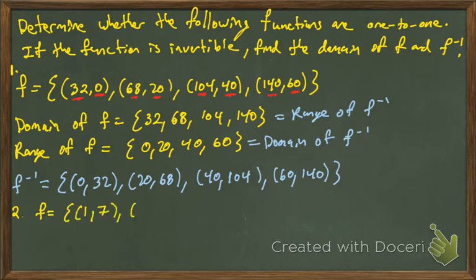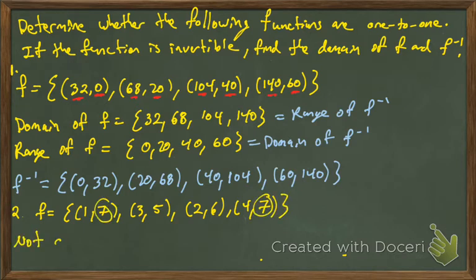And then we had one other example we're going to look at. We have the ordered pairs (1, 7), (3, 5), (2, 6), and (4, 7). Now we have a repeating 7, so that means that it is not going to be a one-to-one function. And if it's not one-to-one, then it does not have an inverse function. There is no inverse function. There's an inverse relation, but the inverse relation is not going to be a function, so we're not going to be as interested in that.